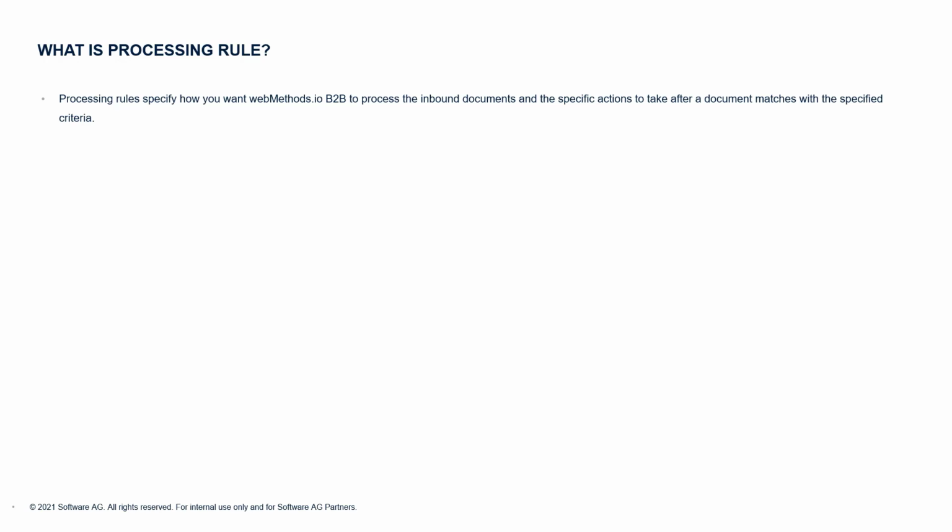Processing rules specify how we want webmethods.io B2B to process the inbound documents and the specific actions to take after a document matches the specified criteria. For example, you might want webmethods.io B2B to execute an integration defined in that rule and then deliver the document to the receiver that is identified in the document using the receiver's preferred outbound channel.